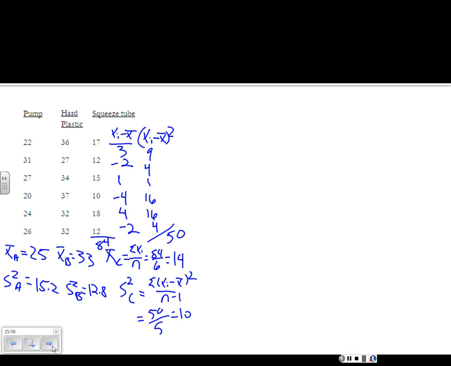While this is a little fresh here, before I write the hypothesis and stuff, I'm going to go ahead and make some calculations. I'm going to get the mean of the means. That's just going to equal x bar A plus x bar B plus x bar C divided by k, the number of groups. So 25 plus 33 plus 14 divided by 3 is, I think I got 24.